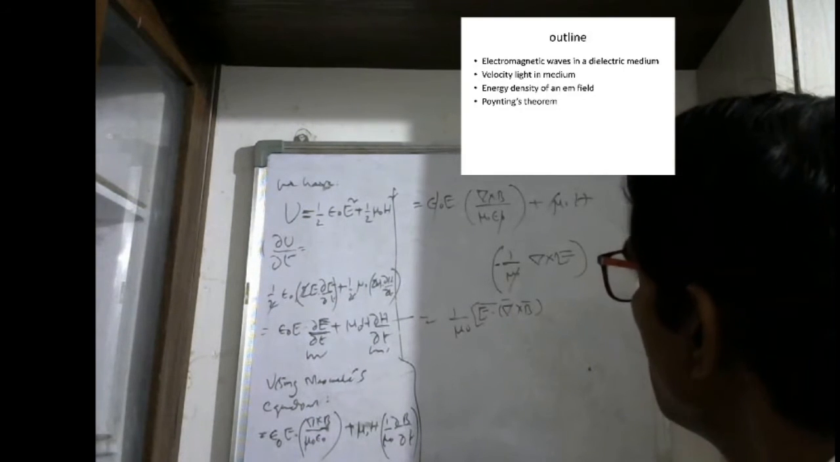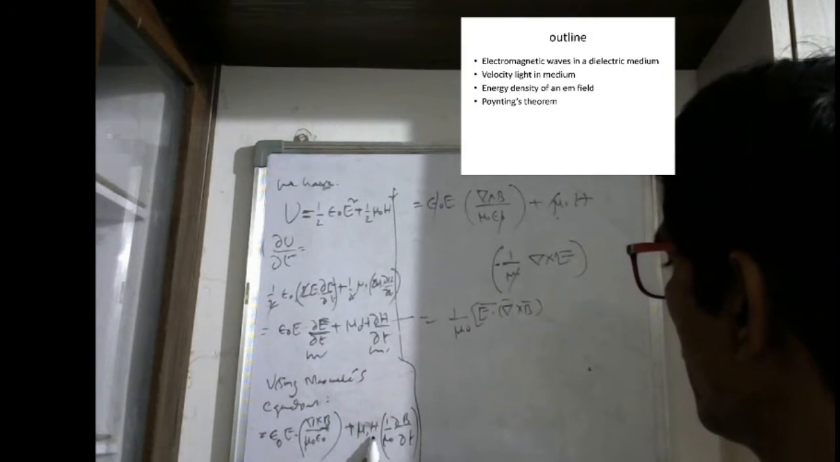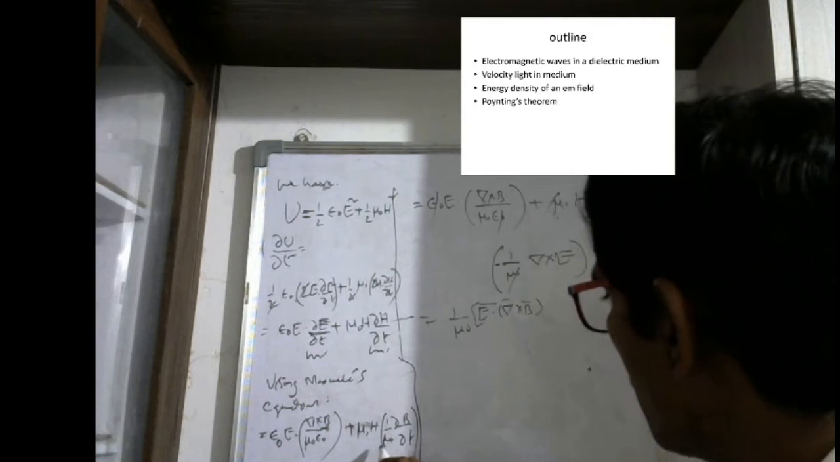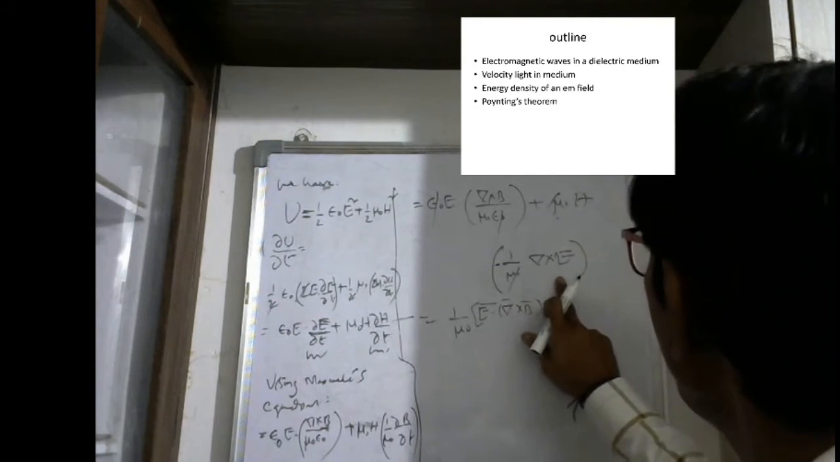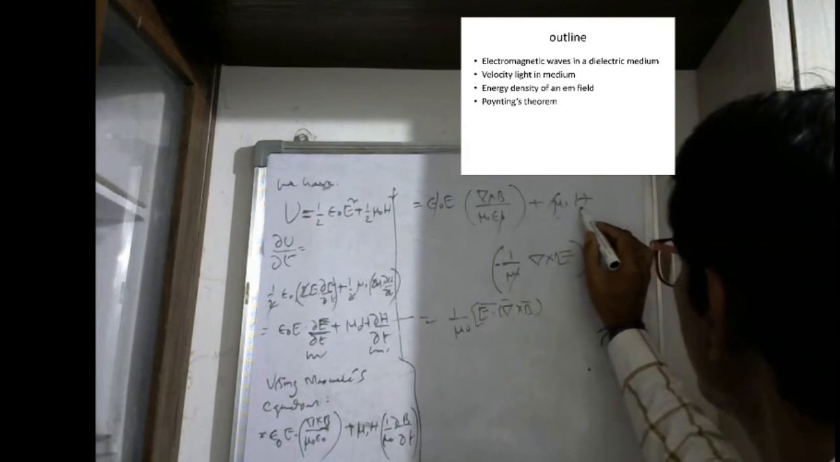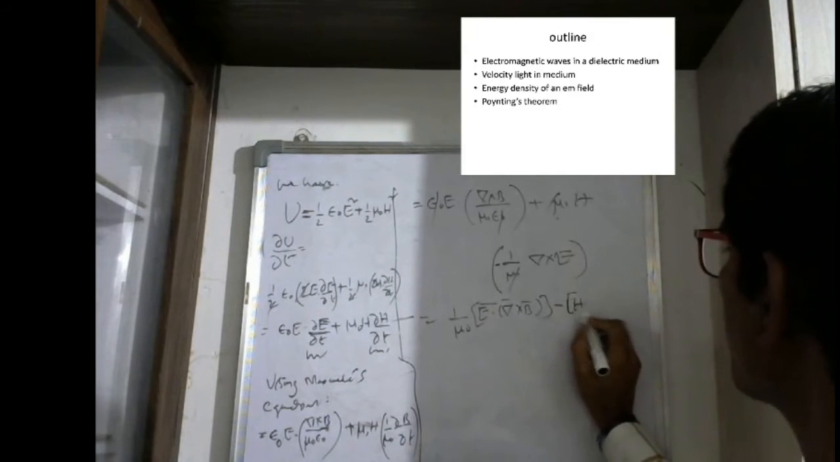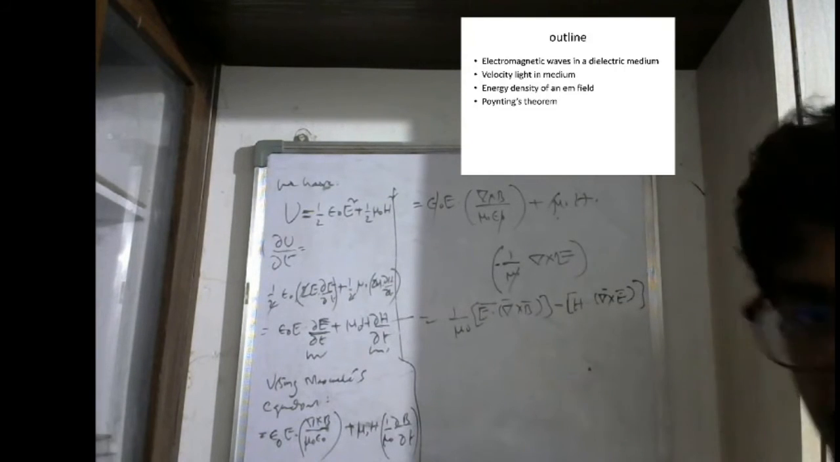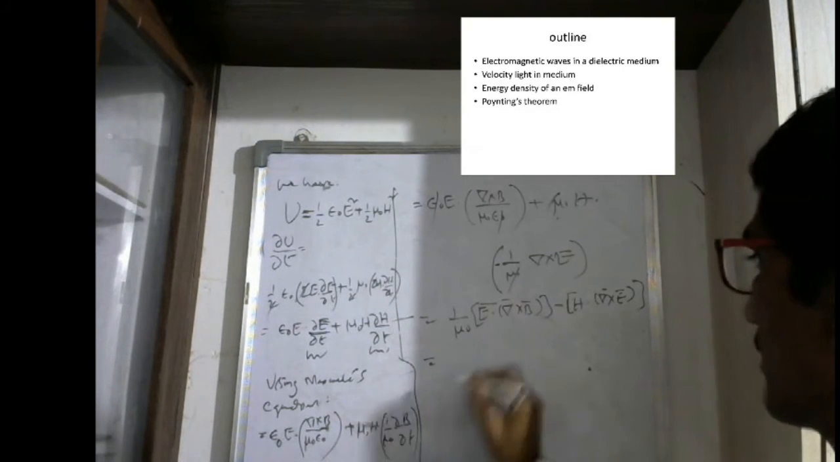Mu naught H square, you are having 1 mu naught H. See, I am writing this H again as B by mu naught. So dou B by dou T is again your del cross E, right. But here minus into plus minus, you have some H into del cross E, no? Now you write this H also as B. Why? Because we are writing one H in terms of B. You write this H also in terms of B.